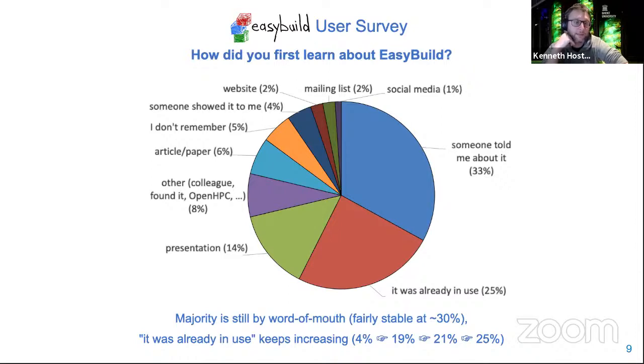But maybe the more interesting thing to notice here is that it was already in use when I joined the job that I'm currently doing, or when I started the job that I'm currently doing. That has been increasing over the years, and it's now up to 1/4 of people that got to learn EasyBuild through that, because the site where they started was already using EasyBuild. So to me, that's a very good sign. People who start using EasyBuild stick to it because they're probably happy with how it works.